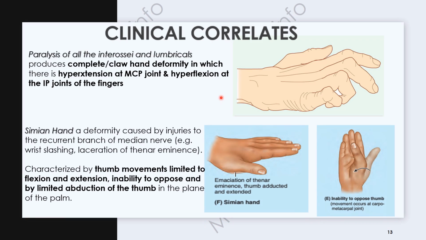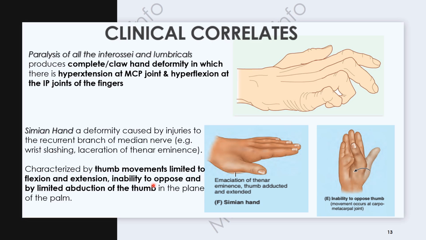Next is the simian hand deformity, and it's caused by injuries to the recurrent branch of the median nerve. We should remember that the recurrent branch of the median nerve is the major nerve supply to the muscles in the thenar compartment. So injuries like wrist slashing or laceration of the thenar eminence could injure this nerve, and it could limit the thumb movements to just flexion and extension.